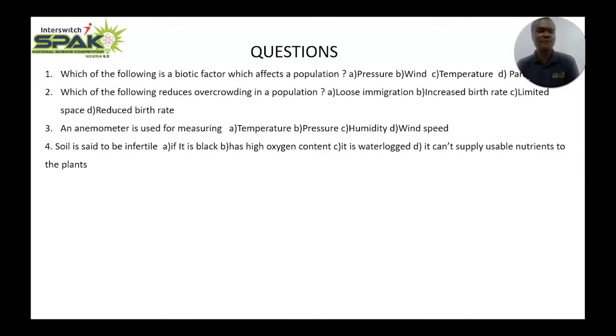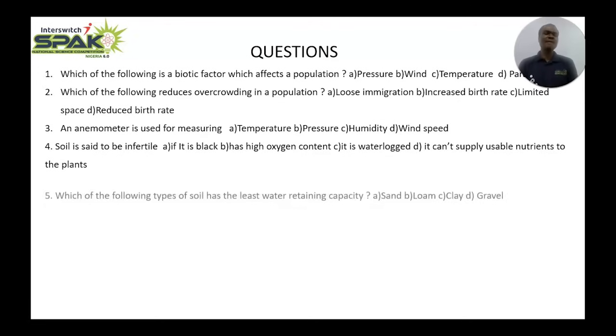Now, soil is said to be infertile. Soil is said to be infertile if it is black, no. B, if it has high oxygen content, no. C, if it is waterlogged, no. D, if it can't supply usable nutrients to the plants. Of course, if the soil cannot supply nutrients that are needed by the plant for growth, then the soil will be described as being infertile.